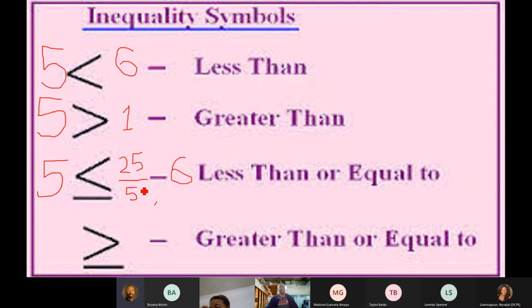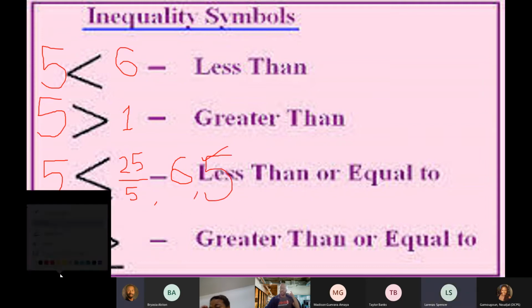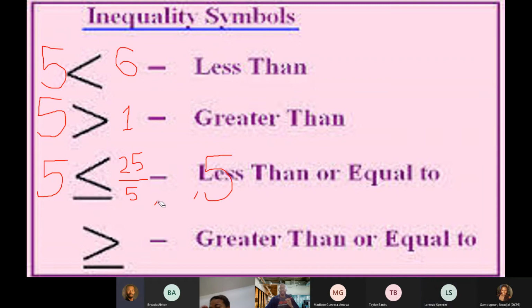What about 6? Can we have 6 here? No. Why not? Yes. Why? Because 5 is less than 6. So this is another true number that could go here. What about 5? Can we put 5 here? Yes, it's equal to. Right, it's equal to. Very good.